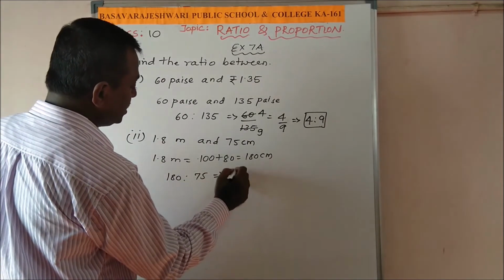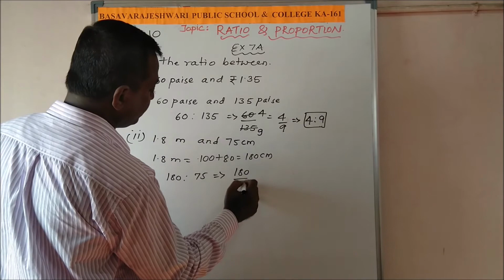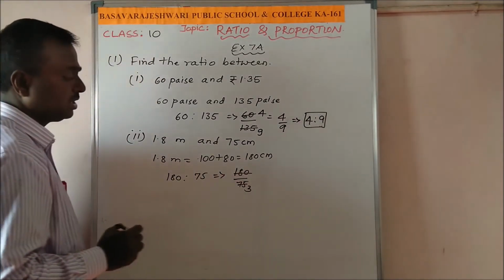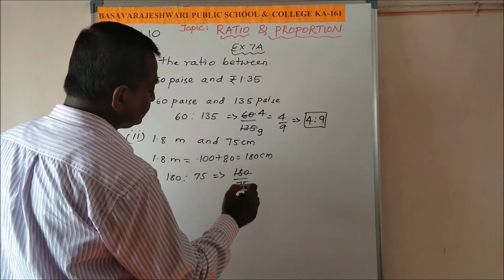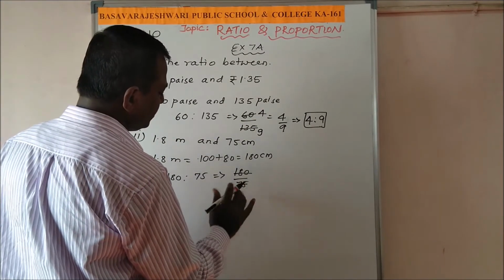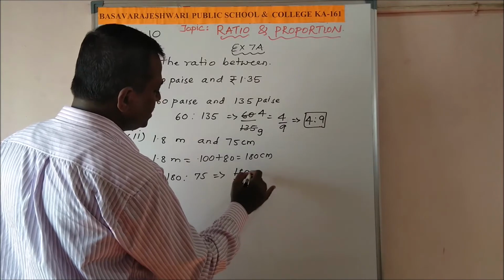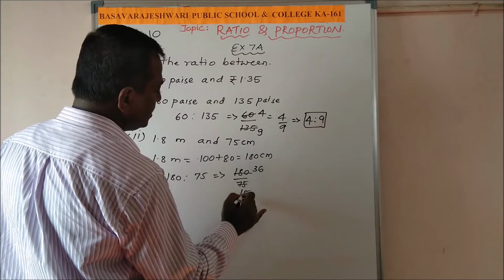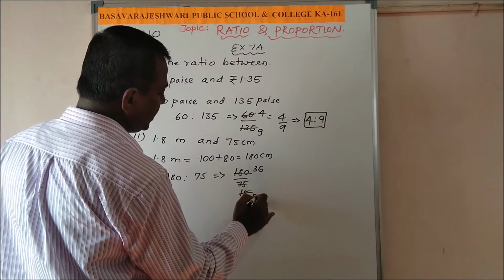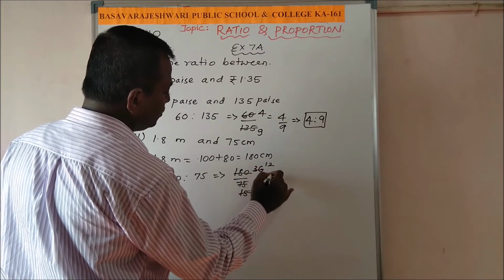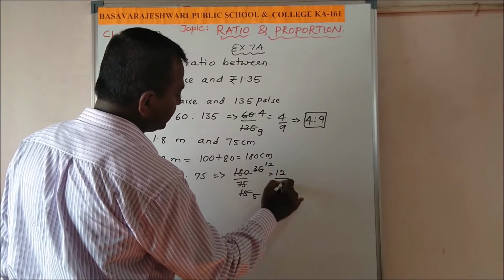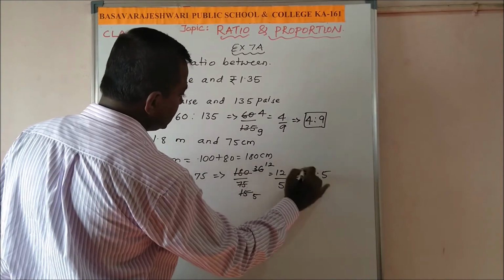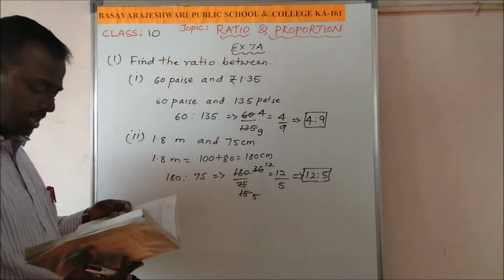That is nothing but 180 divided by 75. 5 threes are 15, 5 sixes are 30. Okay? 3 fives are 15, 3 fours are 12. So 12 by 5, that is equal to 12 is to 5. So this is the ratio of the second question.